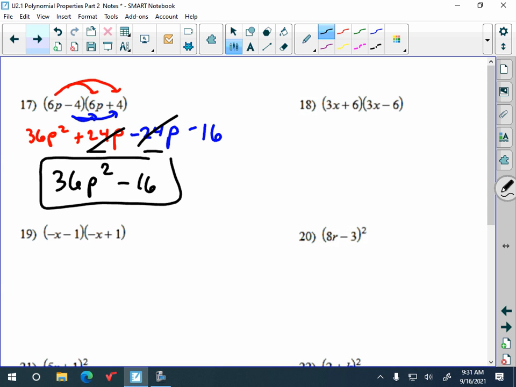All right, so 18, same thing. Okay, you can see exactly the same terms, just opposite signs. So 9x squared minus 18x. Now we're going to get a plus 18x minus 36. So again, we can see in the middle they're going to cancel out.